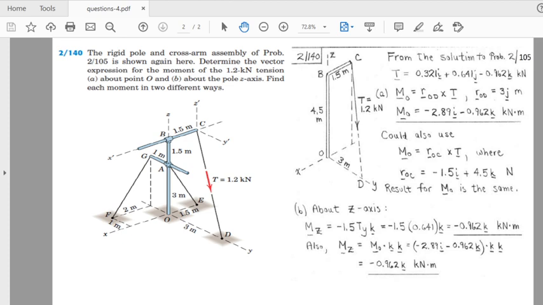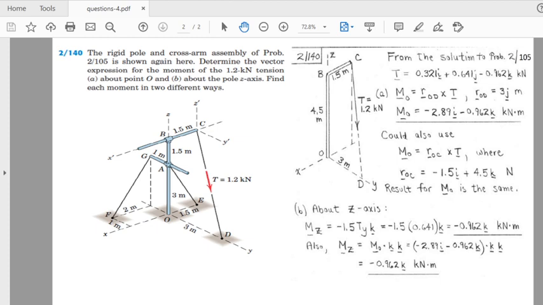So we have already found the moment about a point on this z-axis. Point O is on the z-axis. Point O is the origin. It is lying on all 3 coordinate axes. So we already know the moment about a point on this line, which is the z-axis.